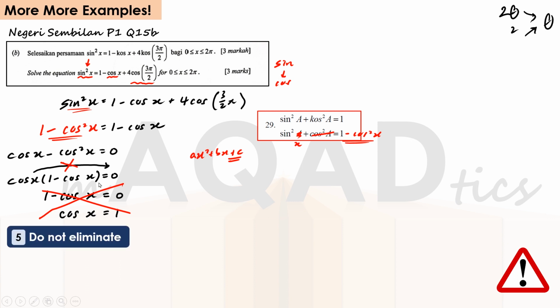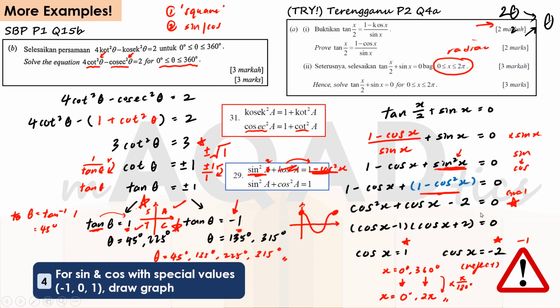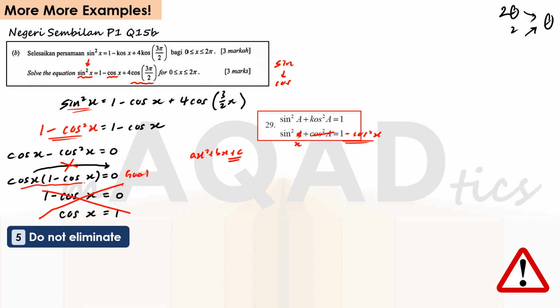Okay, so this is my last tip: do not eliminate or move anything to the right. Actually, this is already our goal. The reason is, if you go back to the previous examples, it's actually the exact same thing, just that there's no negative 1 here. So what we should do is stop here. Don't move the cos x to the other side.